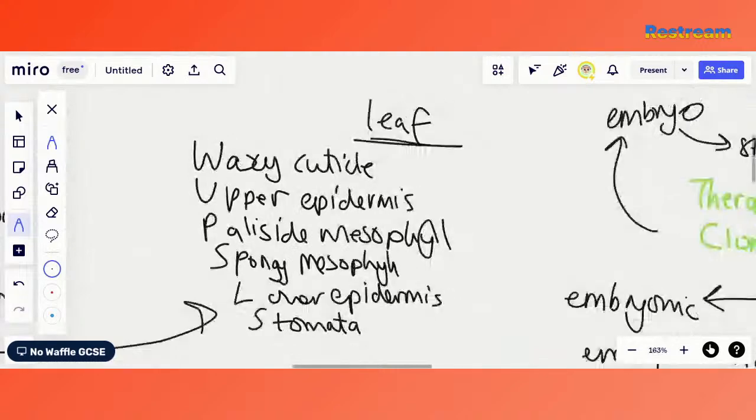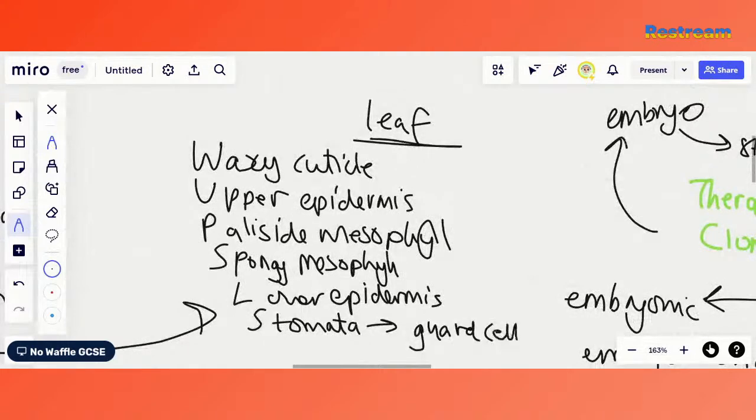So each of these have their functions. The stomata contain guard cells, which open and close the pores to allow oxygen and water to escape in gaseous form. The upper and lower epidermis is clear layers. So the waxy cuticle is a clear layer to allow light to come through. It's important to note that the waxy cuticle isn't found on the underside of a leaf, and the reason why is because the sun can't reach the underside of a leaf, and therefore there's no point.